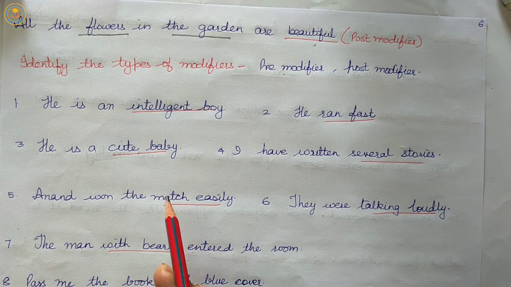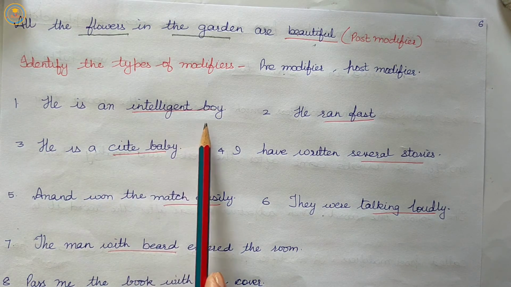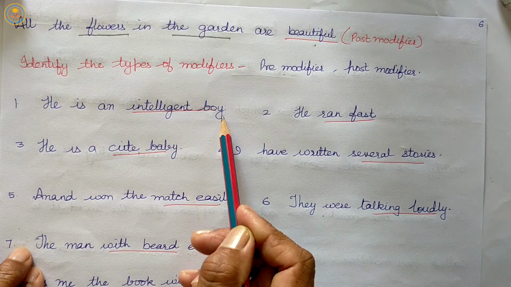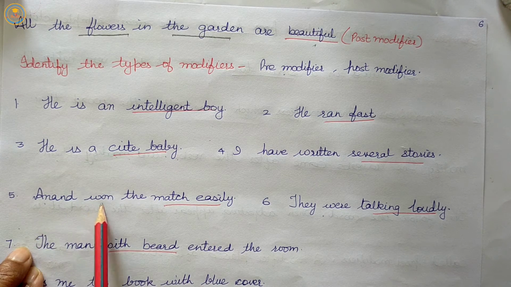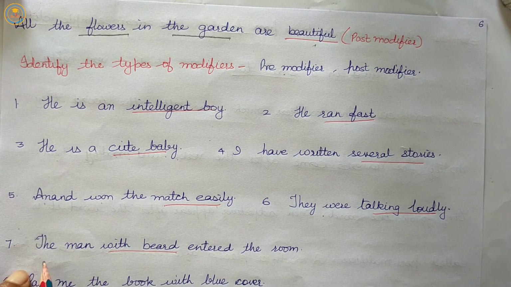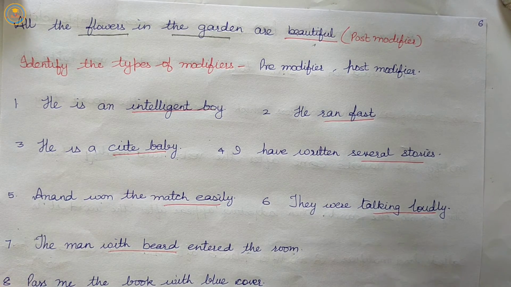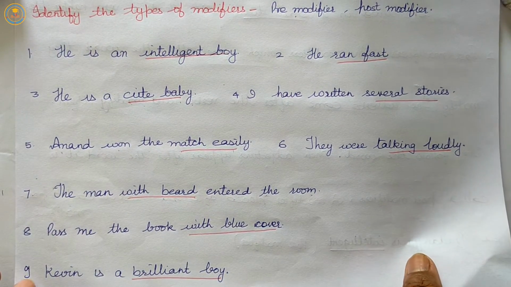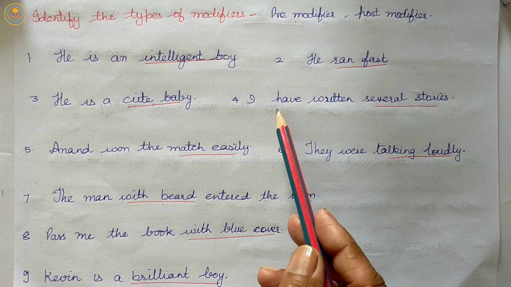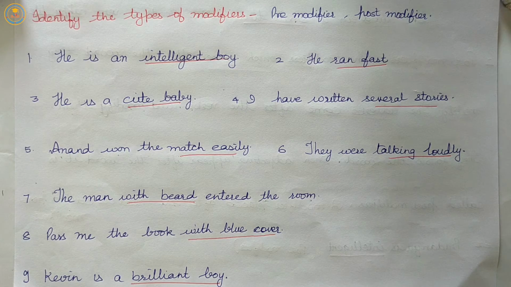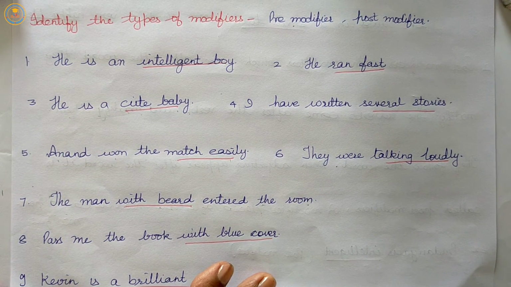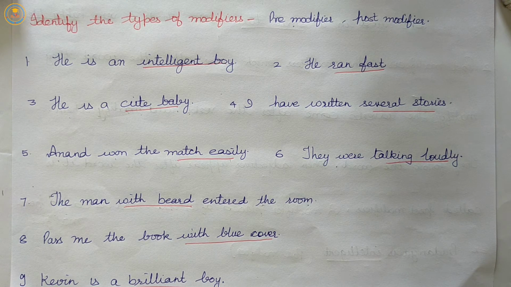So, some sentences are given here. He is an intelligent boy. Intelligent boy. He is a cute baby. Cute baby. Anand won the match easily. The man with the beard entered the room. Pass me the book with blue cover. Kevin is a brilliant boy. He ran fast. I have written several stories. They were talking loudly. So here some sentences are given and your task is to sort out whether the given modifier is a pre or post modifier.